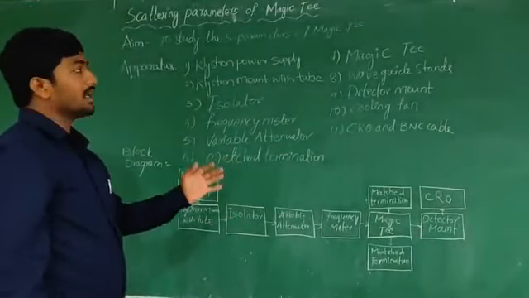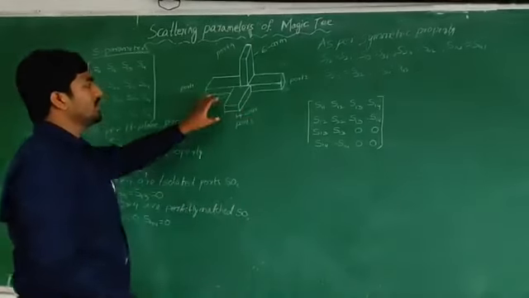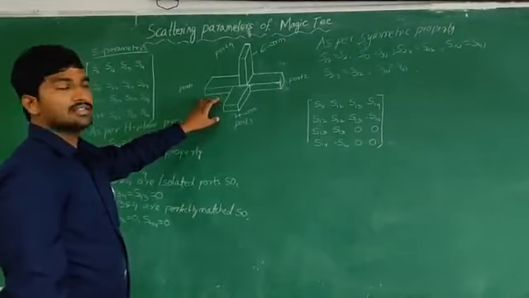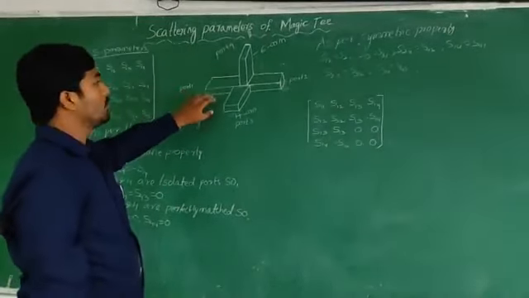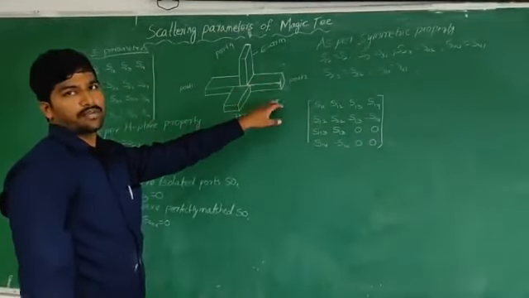Now we are going to derive the S parameters. We are going to look at the construction of Magic T. The Magic T is a combination of E plane and H plane T. It is also called a hybrid T. The Magic T has 4 ports: port 1, port 2, port 3, port 4. This is a 4-port network.